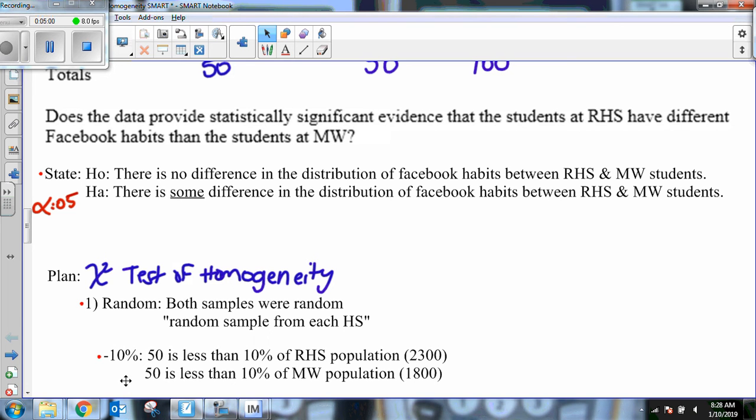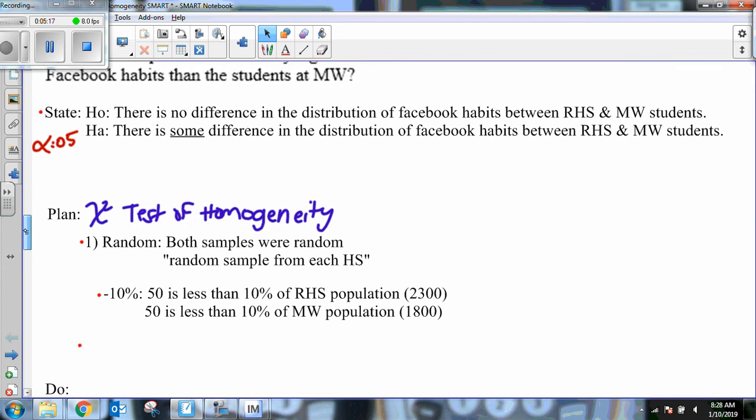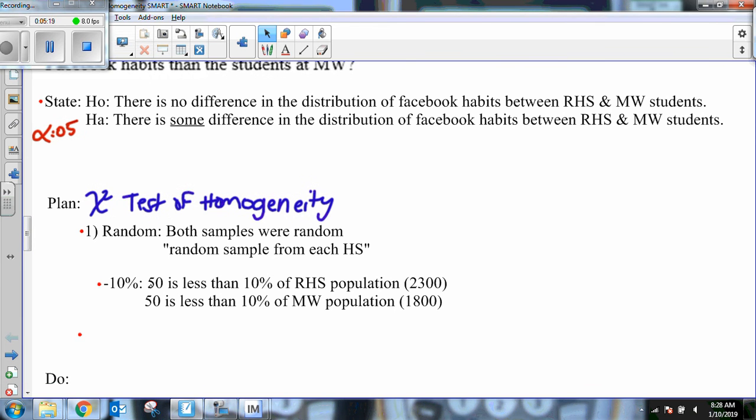Same thing with the 10% condition. Notice I said it twice. 50 is less than 10% of the Redwood population. Remember, we're about 2,300 students at our school. 50 is less than 10% of the Mount Whitney population, because remember, they have about 1,800 students at their school. That's rough estimates, but I think we're pretty safe. And notice that I said it's a 10% condition, again, for both samples. I have to refer to both.